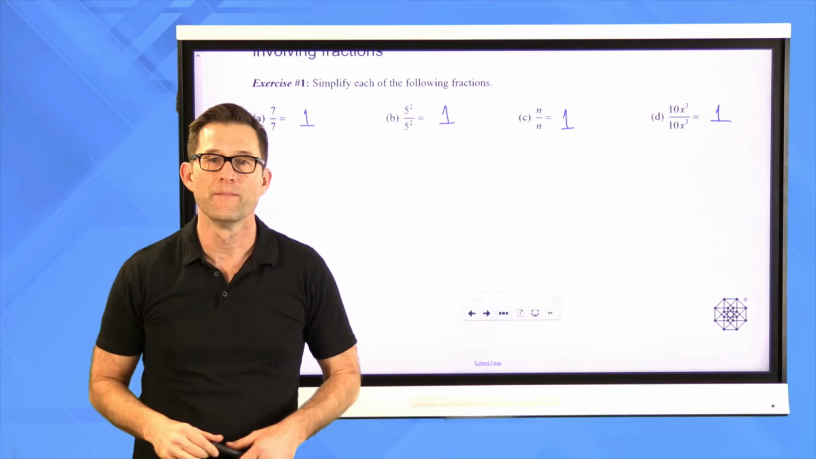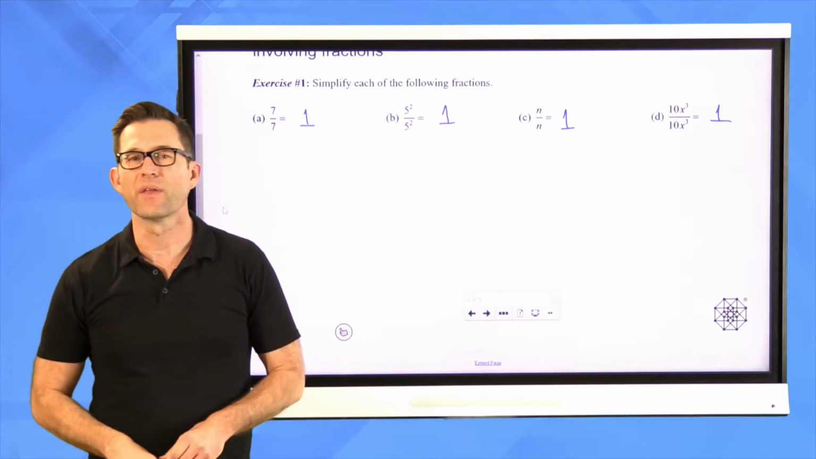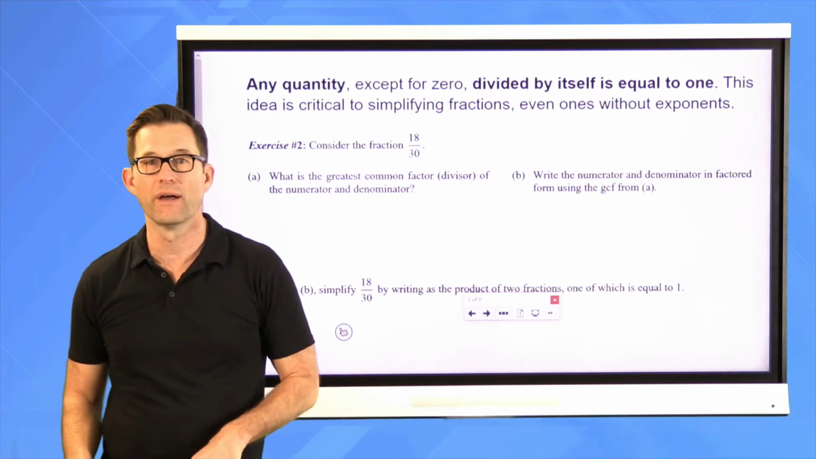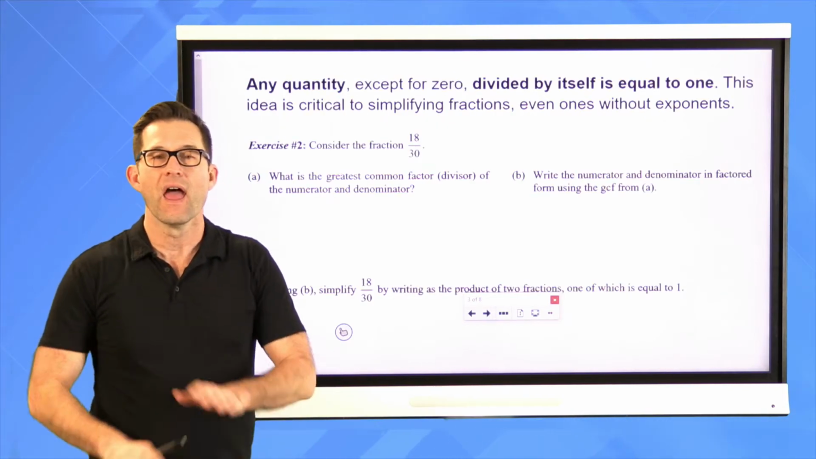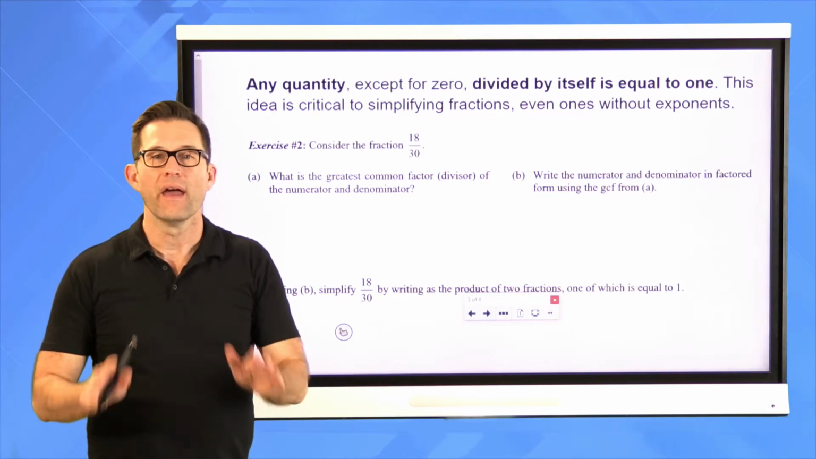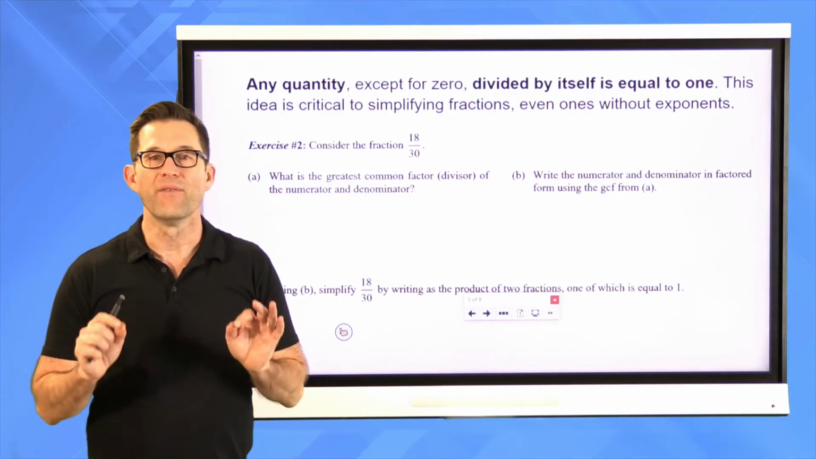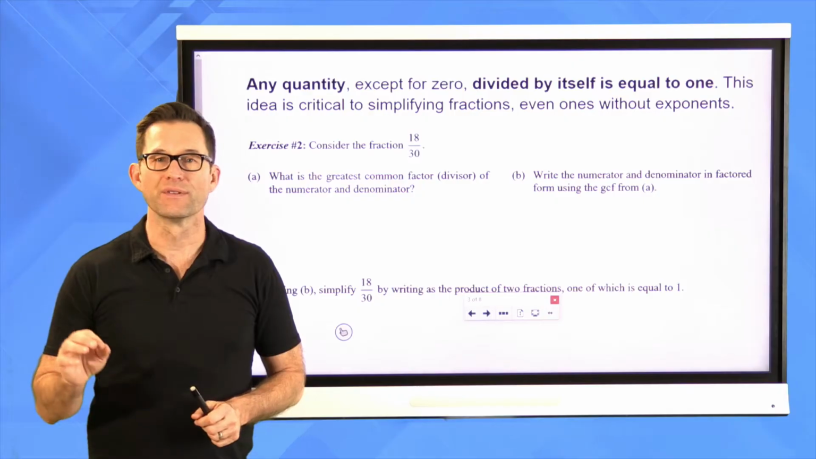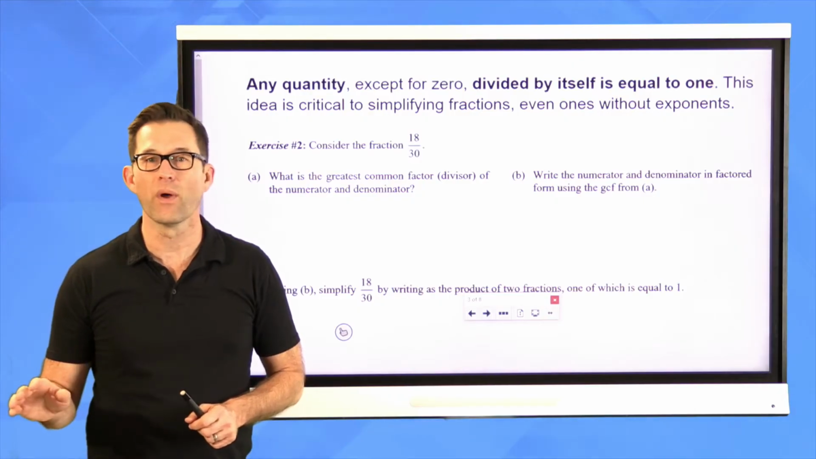to the third, right? And this illustrates something that is critically important to understand about fractions, right? Any quantity, except for 0, when divided by itself is equal to 1. This idea is critical to simplifying fractions, even ones without exponents.